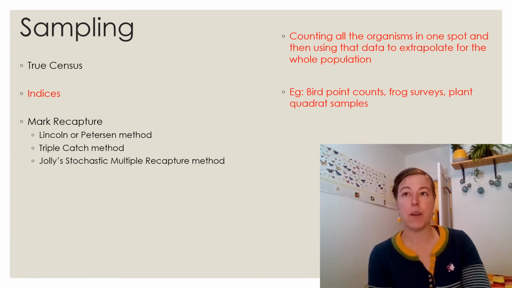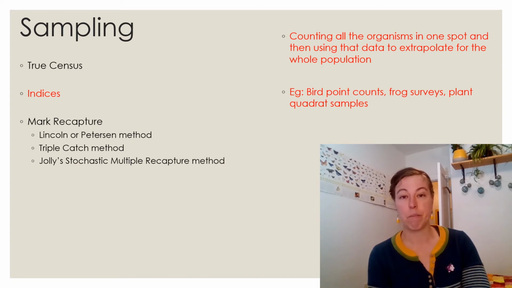Indices are when we count small spots and then use that number to extrapolate to the whole population. So we do this regularly with birds and frogs and other animals that are noisy, and we stand in one spot and we listen and record what we hear. And then we take those numbers and extrapolate that based on the territory that we know they take up. If we hear this many in this space, and we know we might be able to hear them in between as well. We also do this very regularly with plants.